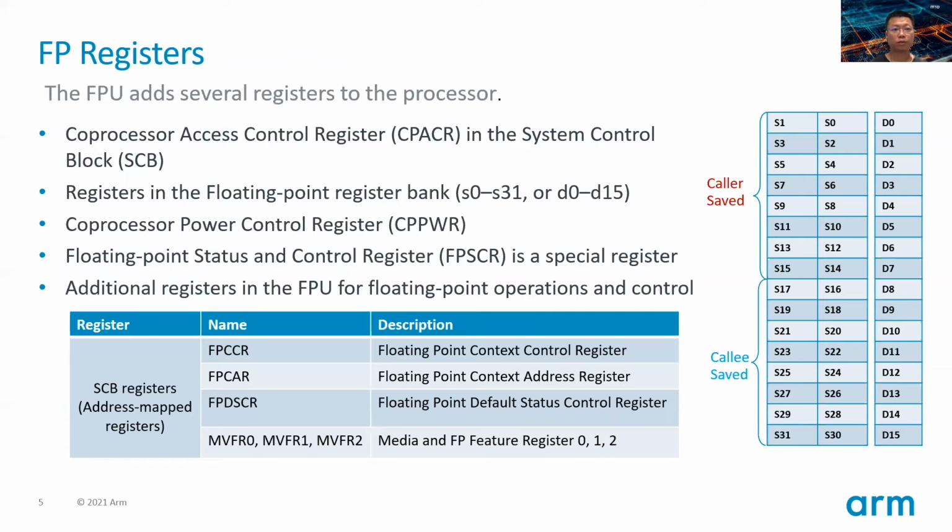FPU adds several registers to the processor. The first is the coprocessor access control register, which can be used to specify whether you can enable or disable FPU. Then there is the FP register bank, which consists of 32 registers, S0 to S31. S0 to S15 are the FP caller-saved registers, and S16 to S31 are FP callee-saved registers. Also, the coprocessor power control register is for power control of the coprocessor. For other registers, please check the spec for more information.